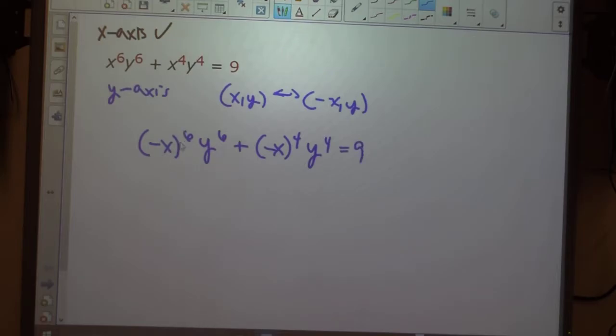Well, for the same reason as before, that's going to become positive x to the sixth, y to the sixth, plus positive x to the fourth, y to the fourth, is equal to 9. Is that exactly what you started with? So now we have y-axis symmetry.